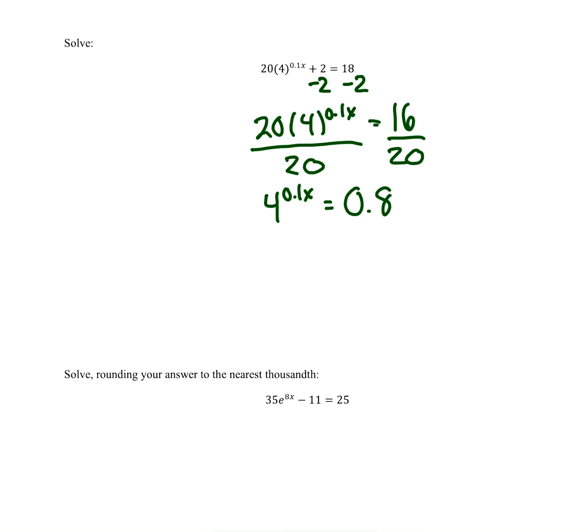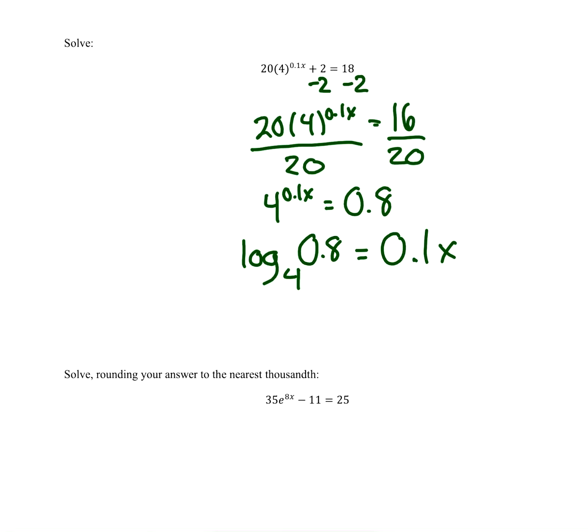So now we have a more simplified exponential equation. I'm going to convert this into a logarithm. And why would I do that? Well, I'm trying to get x by itself, and x is an exponent. So logs are the inverse operation to raising something to a power. So that would be log. My base is the same as the base in the exponential, base 4. That's going to equal my exponent, which is 0.1x. And my argument, 0.8.